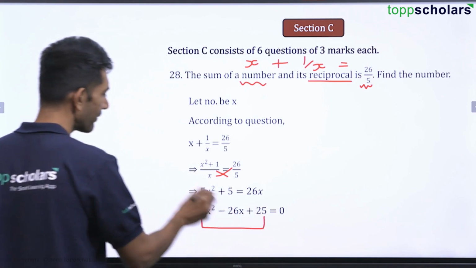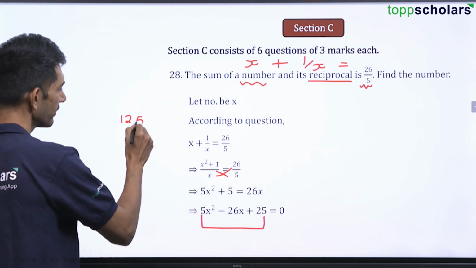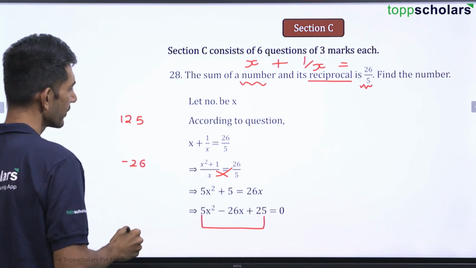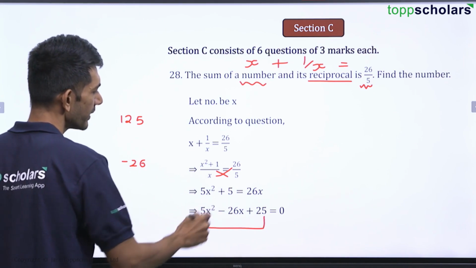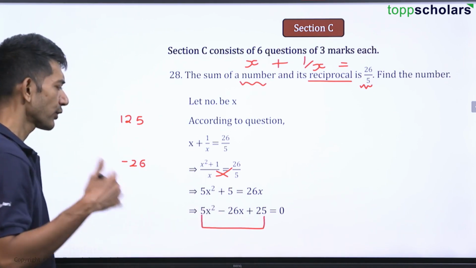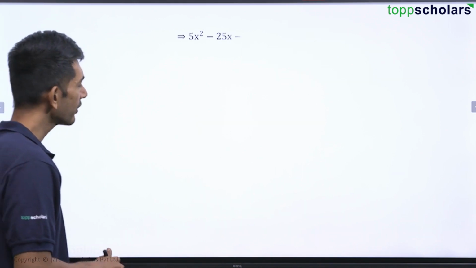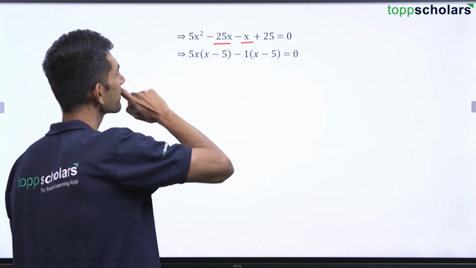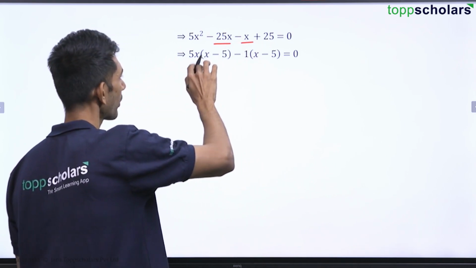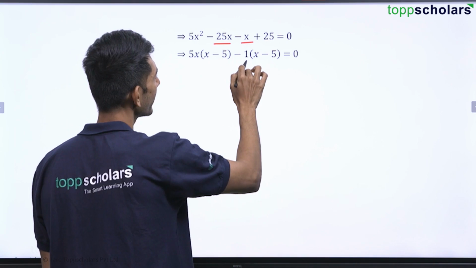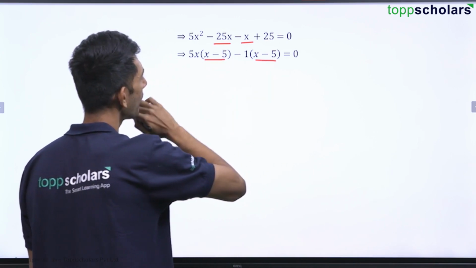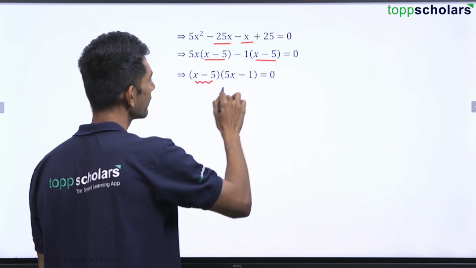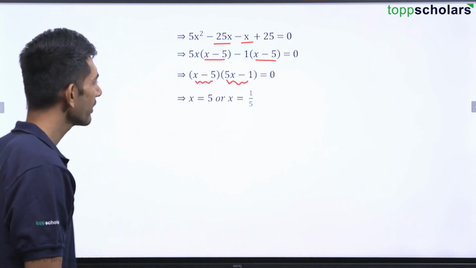See, 5 into 25 is 125. The middle term is minus 26. Correct? So 25 5s are 125, middle term is minus 26. So you can solve this further by splitting the middle term, and then further you get 5x square minus 25x minus x plus 25 is equal to 0. So from here you can take 5x common, from here you can take minus 1 common, x minus 5 is the common bracket, you get x minus 5 into 5x minus 1 is equal to 0. So the value of x that you will get is 5, or the value of x that you will get is 1 by 5, right?